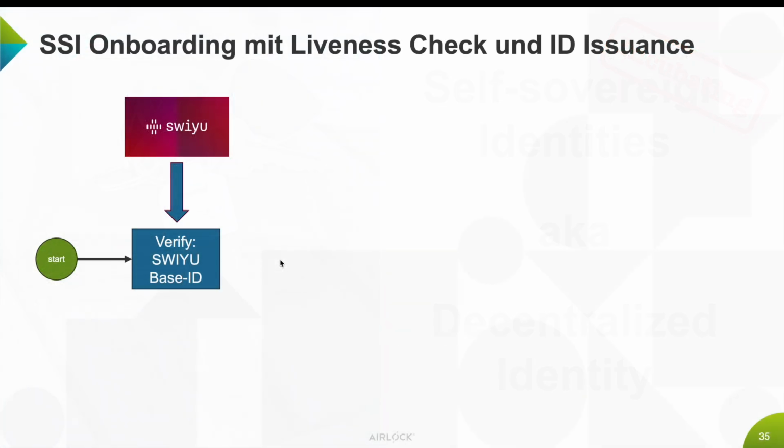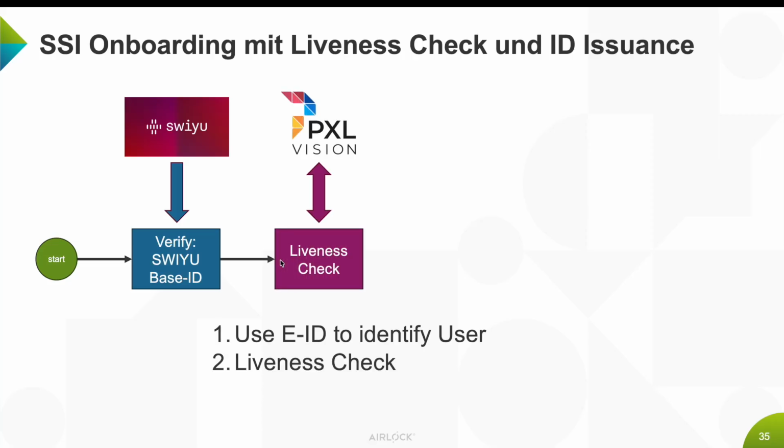What I'm going to demonstrate is a simple onboarding process where we're first reading the eID from the SWIO wallet. Like in real life, we're taking the picture from the SWIO wallet or from the eID, and we're presenting the picture to Pixel Vision and asking for a liveness check. So we're verifying that the face in front of the camera and the face from the eID is the same.